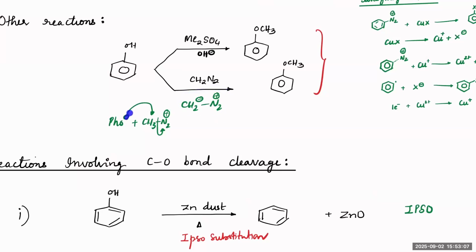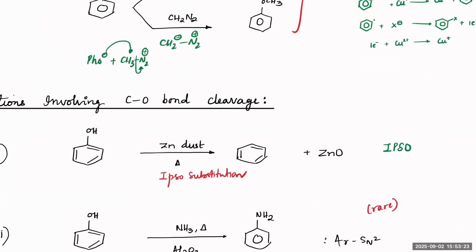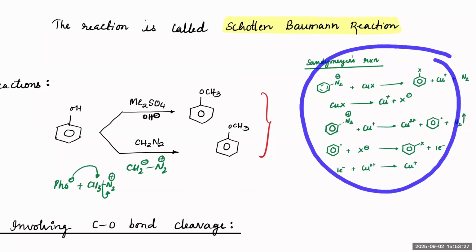This is diazomethane. This will attack here. First CH2 minus will take H plus away, converting into this form. N2 is a good leaving group. Phenoxide will attack, N2 will leave. Again, you will get anisole. Next. This reaction is for the other case. I'll come back to that.